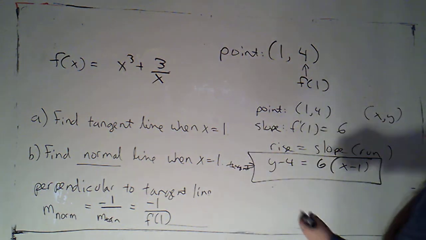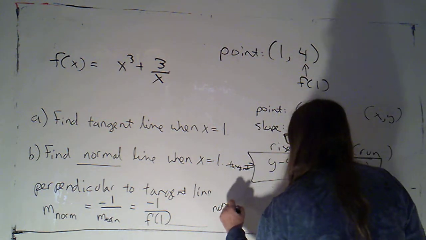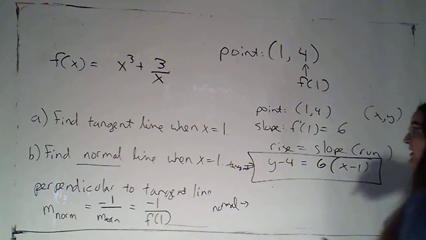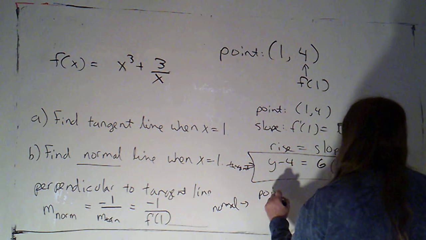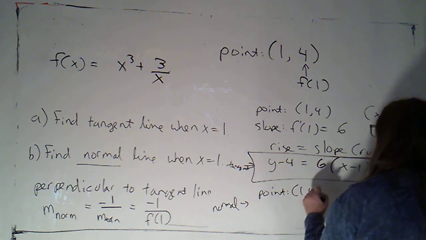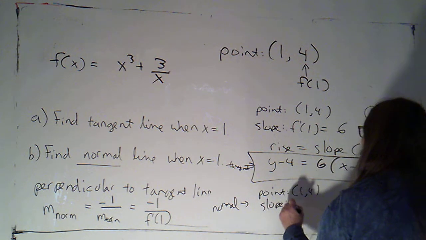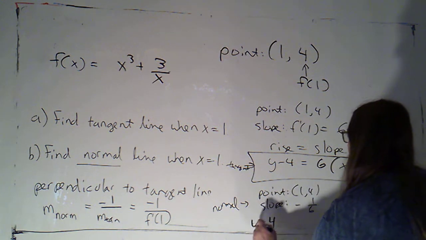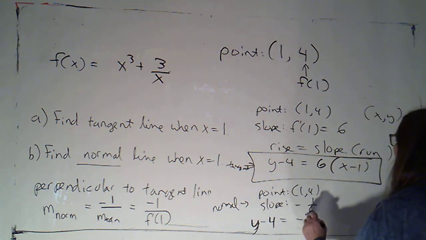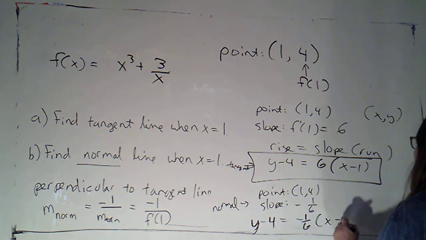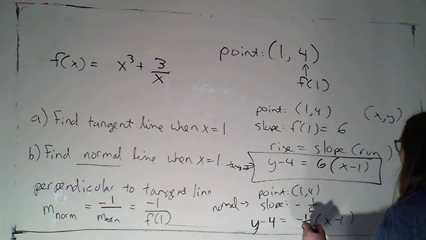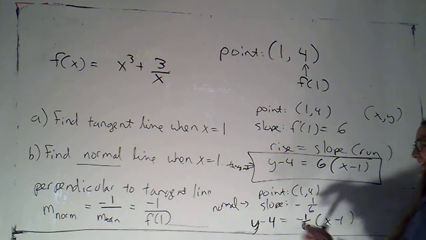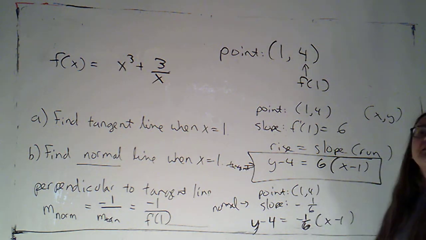For the normal line, it's the same point, but it's a different slope. So now my point is still 1, 4. My slope now is negative 1/6. So we'll get y minus 4 is equal to negative 1/6 times x minus 1. Passing through the same point, so I use the same numbers in calculating the run and the rise, but getting a different slope.